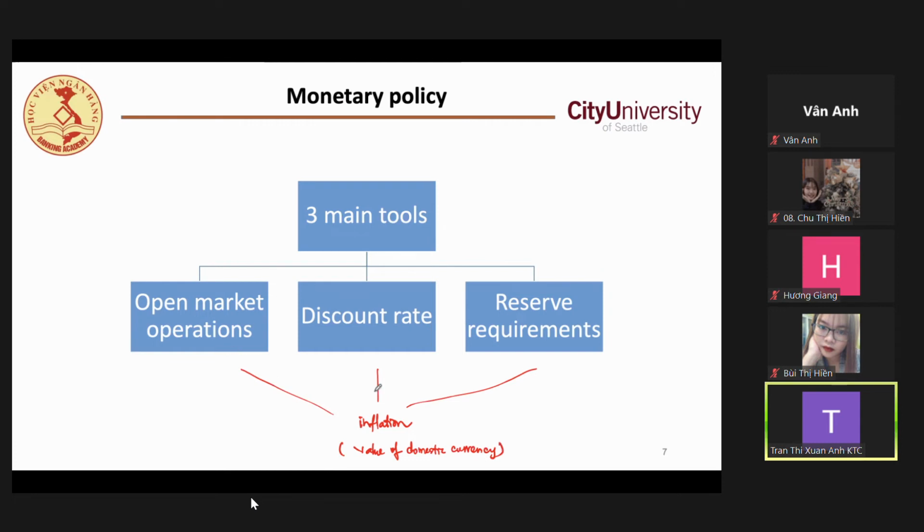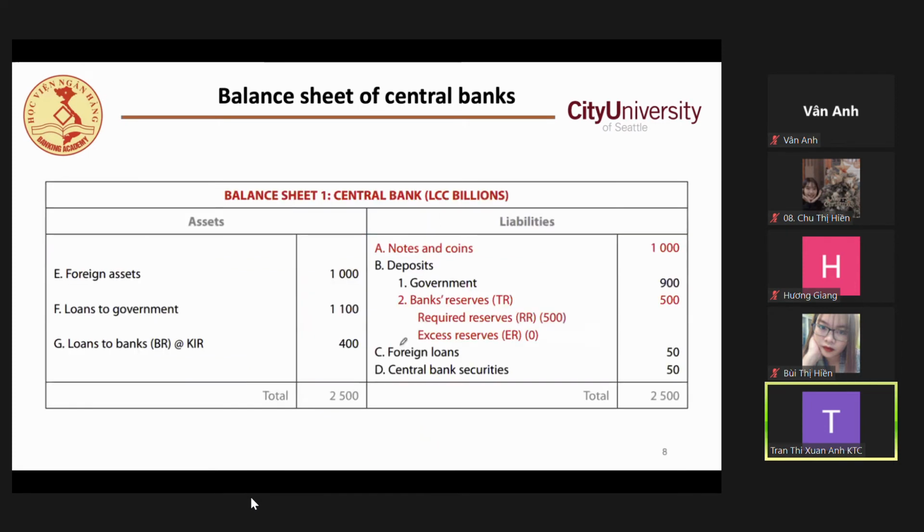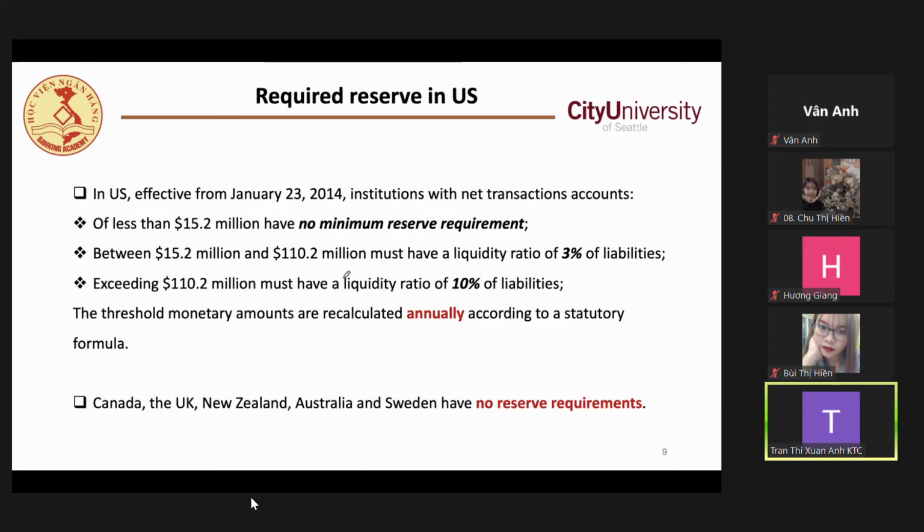So how do the central banks use these tools to maintain the value of domestic currencies? Now let's look at this. Here is the balance sheet of the central bank. You should know a little bit about the balance sheet of the central bank.